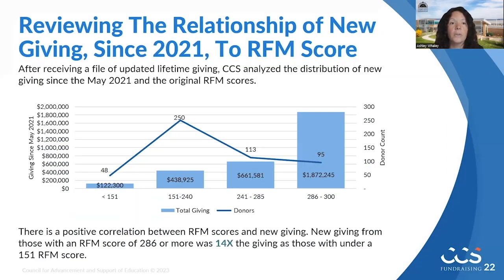So reviewing the relationship of the new giving since 2021 to our RFM score, after receiving the file of the updated lifetime giving, CCS analyzed the distribution of new giving since May 2021 and the original RFMN scores. You can see this chart here, really like how it captures the growth of our donor constituents between the different RFMN scores. And you can see that there's a positive correlation between RFMN scores and new giving. New giving from those with an RFM score of 286 or more was 14 times the giving as those under a 151 RFM score. It's pretty significant.